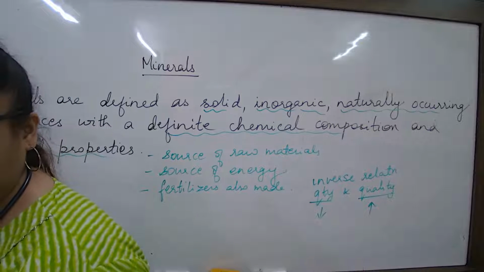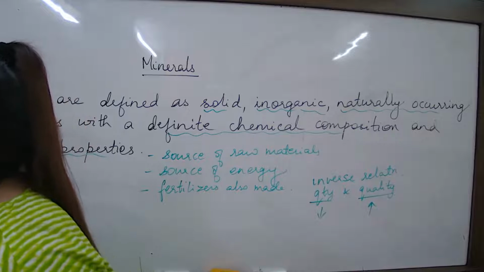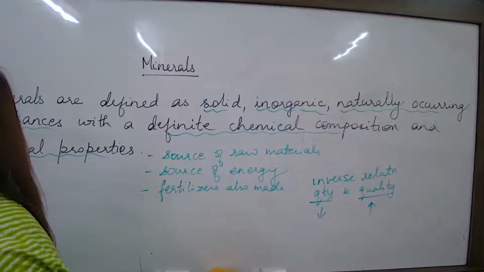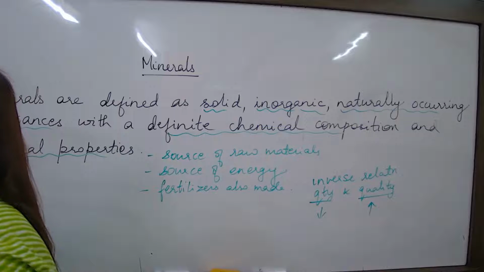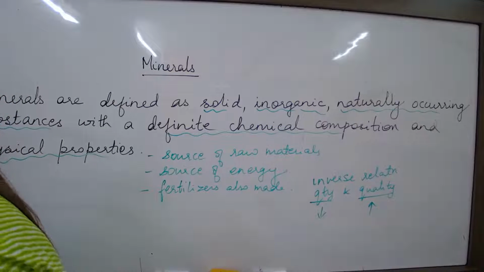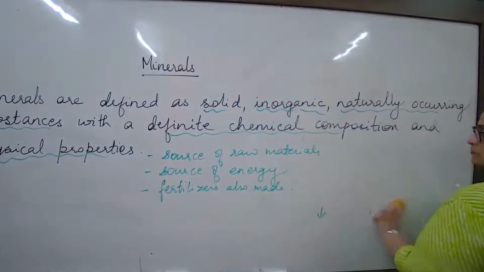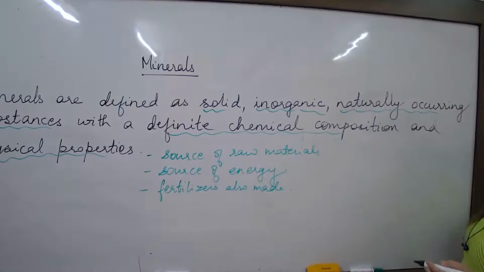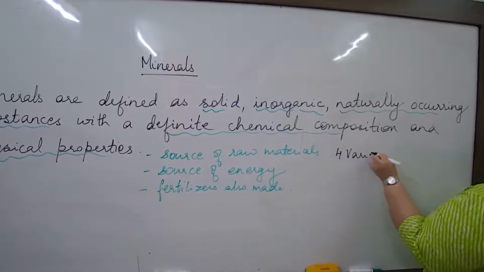But after this, you can write these. Four varieties of iron are found. You can skip on. Write this: four varieties of iron are found. You need four varieties.